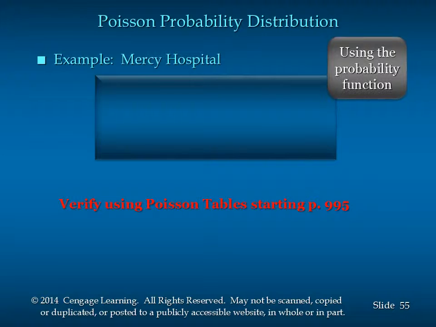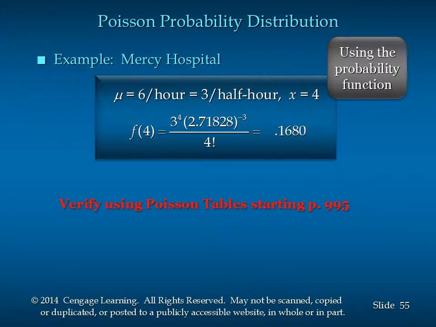And so you put it in your handy-dandy formula here, and you come out with 0.16. Okay? And verify that. Now we have handy-dandy tables for Poisson as well, on page 995.